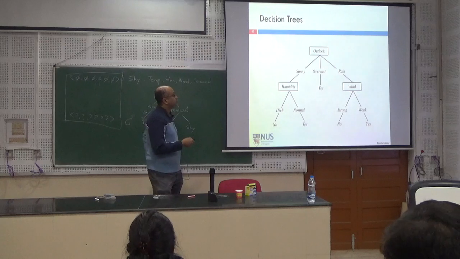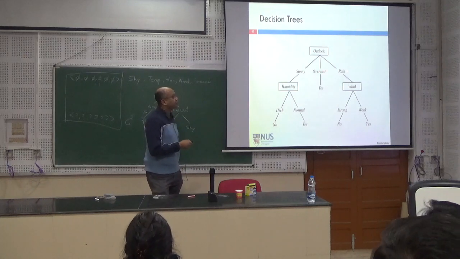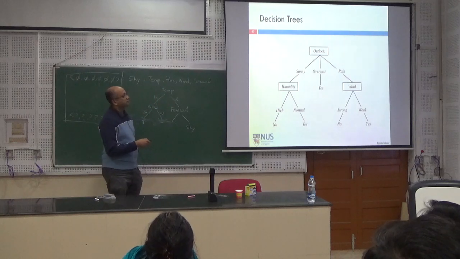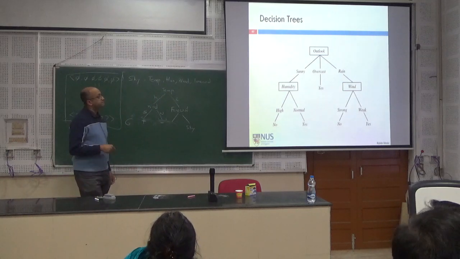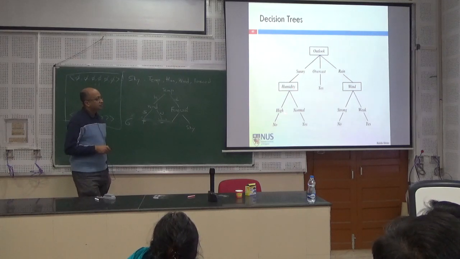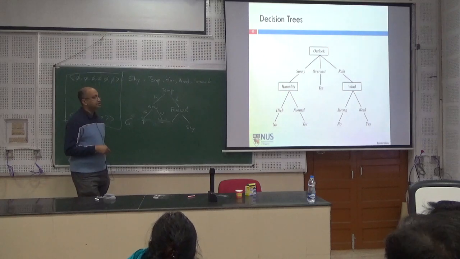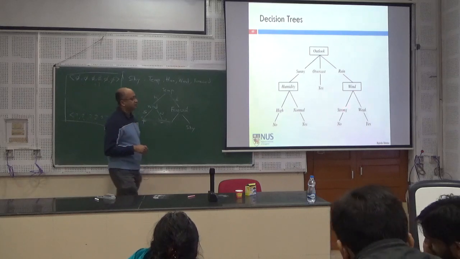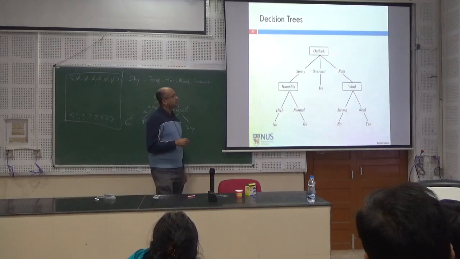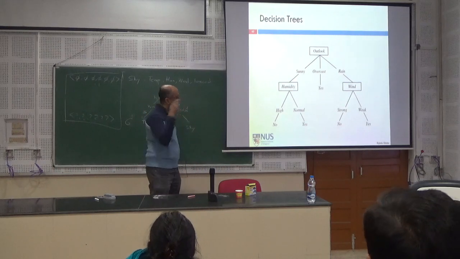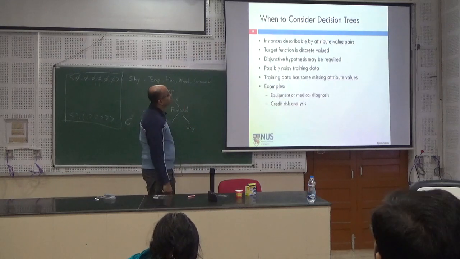Anyway. So this is one way of looking at it. So I can first look at the outlook. And outlook has three possible answers. And it says if it's overcast, go play tennis. And if it is sunny, then I look at the humidity. If the humidity is high, then I don't play tennis. If the humidity is normal, then I play tennis. If it is raining and it's windy, then I don't play. But somehow, even if it is raining, I still play tennis. I wouldn't do that, but anyway, that's fine.